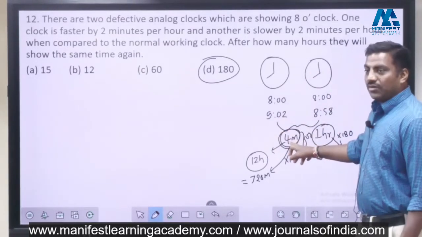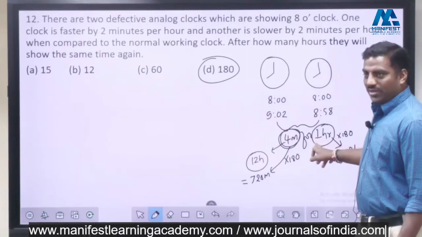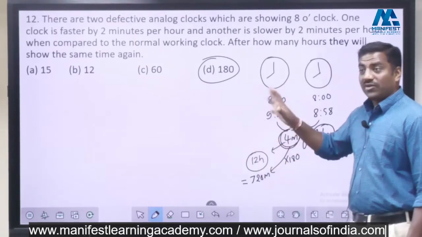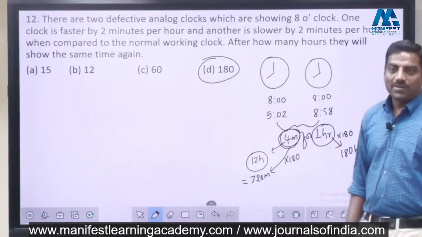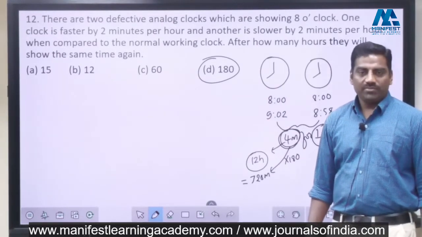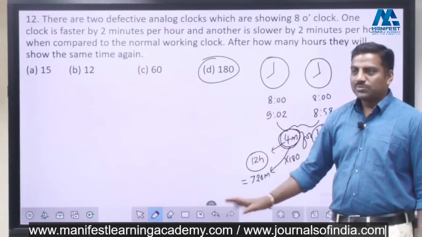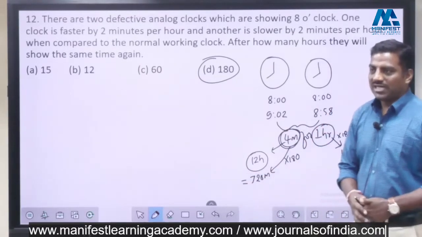4 minutes will be the difference for every hour. So we have to wait for 12 hours of difference. So those many times we have to multiply. That is 180. Okay. Imagine properly. Spend some 5 minutes with this problem. Done? Yeah.